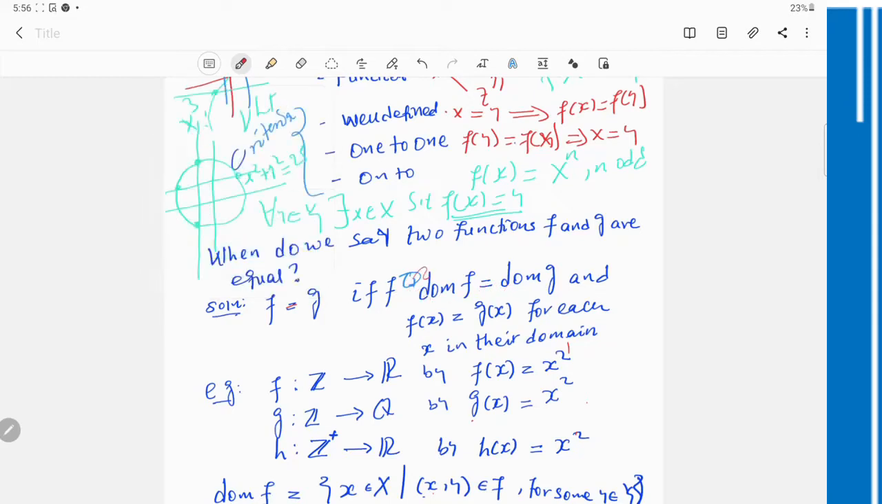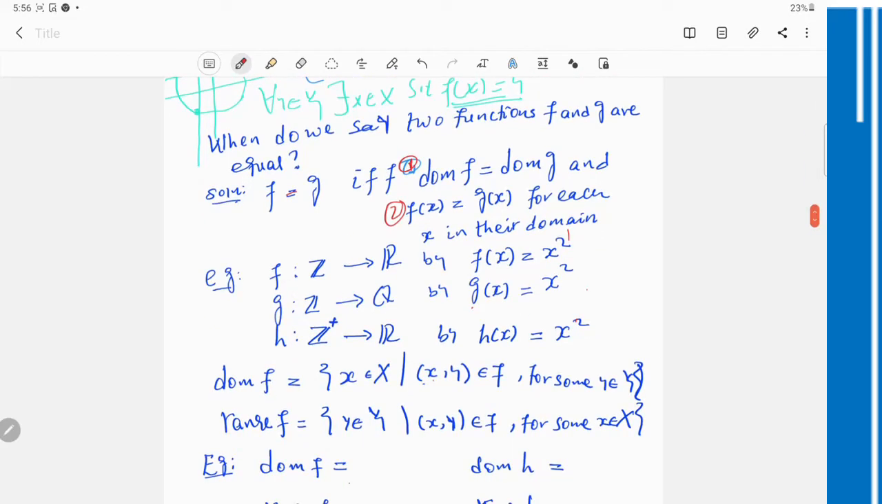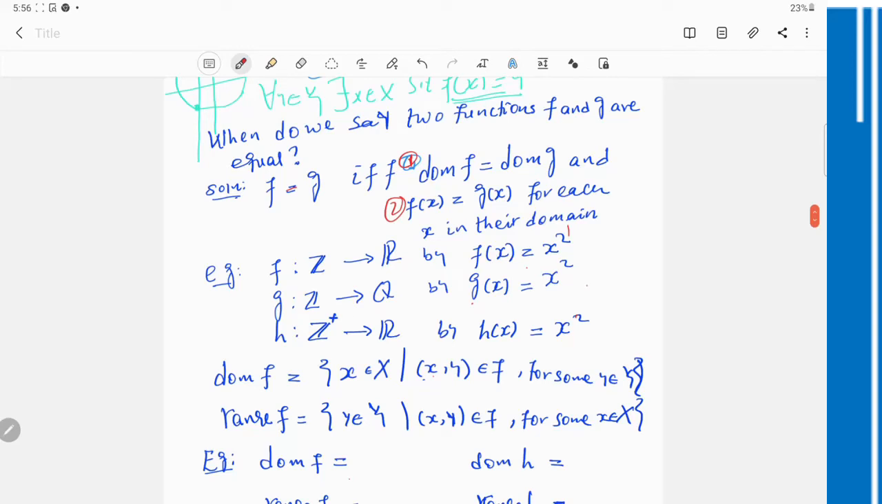So this is the first condition, and the second is their functional values must be equal. If the functions satisfy these two conditions, we say the two functions are equal. For example, f is given by this one, g is given by g of x equals x squared, and h is given by this. As you see, the domain of f is Z, and the domain of g is also Z, so they are equal.